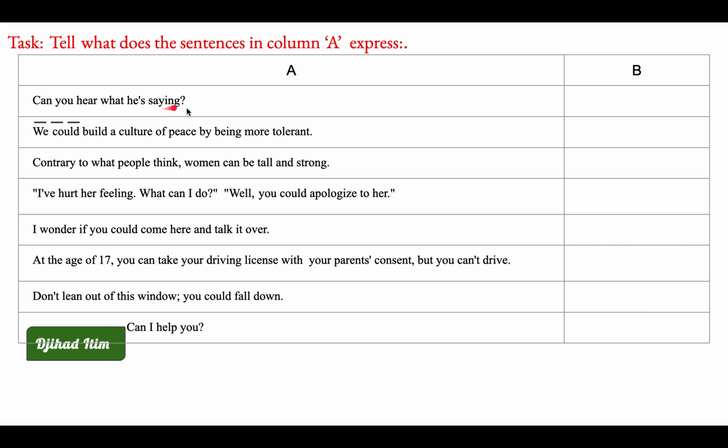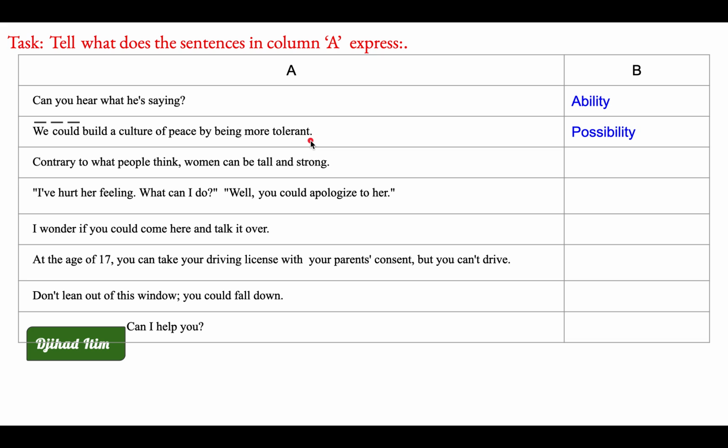Can you hear what he's saying? It expresses ability. Are you able to hear what he is saying? Okay. We could build a culture of peace by being more tolerant. It expresses possibility. It is possible. Contrary to what people think, women can be tall and strong.